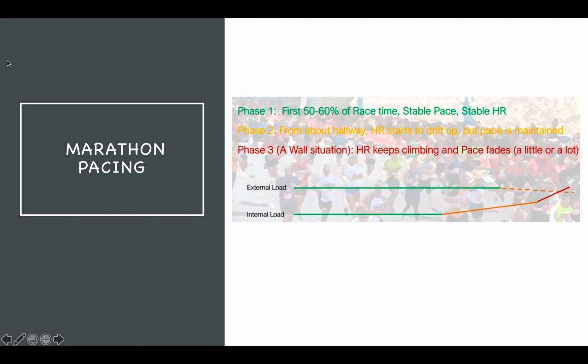So that's a good summary of half marathon and marathon pacing. But if you only take one lesson away from it, both the half marathon and the marathon are endurance running events, and the goal is to maintain an even pace, or as even as possible pace, throughout the race.